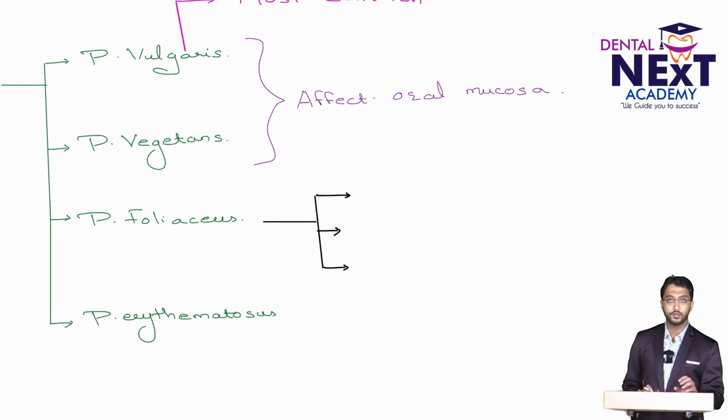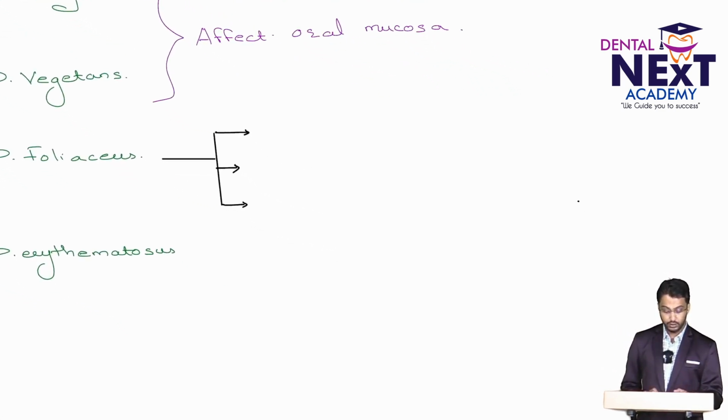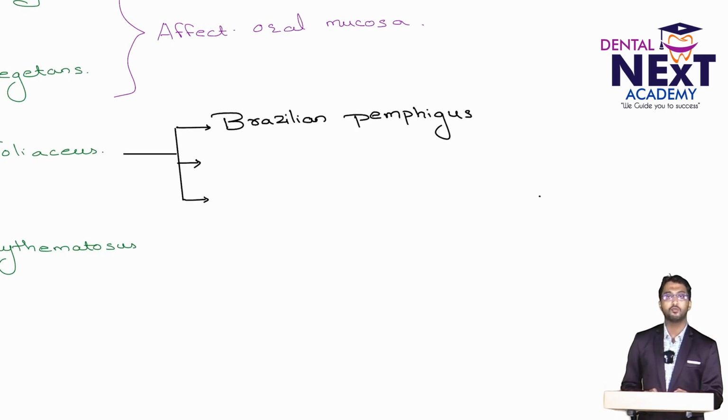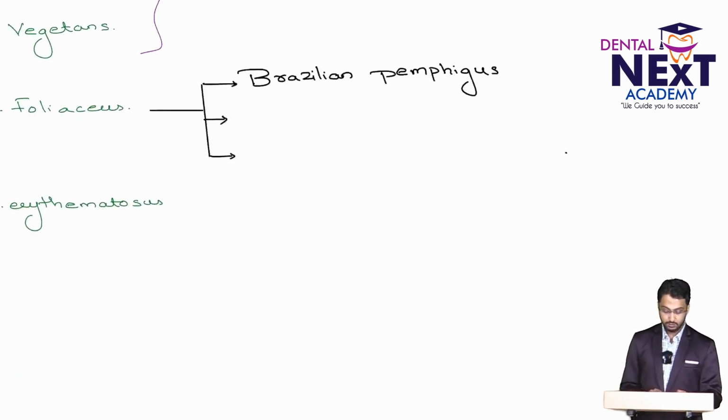Vegetans I'll go into a little bit of detail, because these are the two ones, vulgaris and vegetans, which affect the oral mucosa. But foliaceous, a few things you have to know. Foliaceous means Brazilian pemphigus. They can ask you the other name, which is Brazilian pemphigus. So it's the foliaceous type, which is a Brazilian pemphigus.